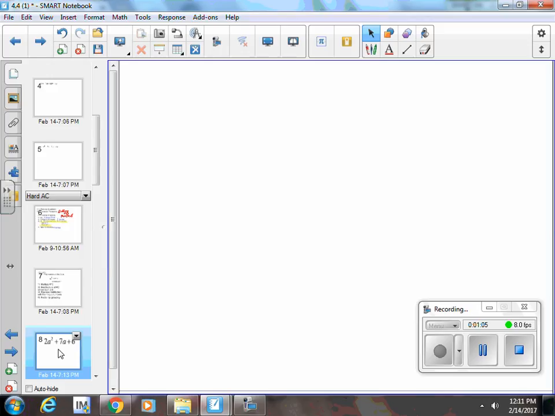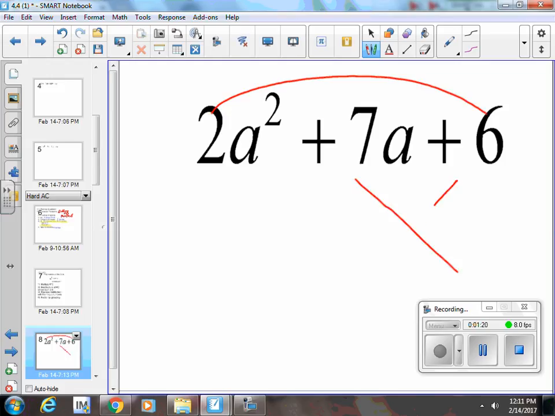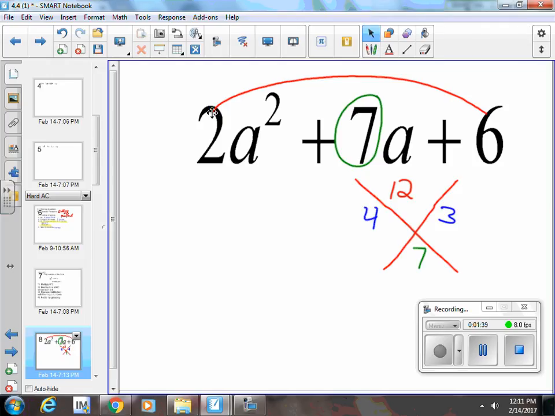Here we go. Here's my first problem. Here's how we do the bottoms up method. We're going to multiply A times C, just like in all of the AC problems. Here we have 12. And I need factors of 12 whose sum is the middle term, which is 7. So those numbers are 4 and 3. So I'm going to put a 4 on the left and a 3 on the other side.